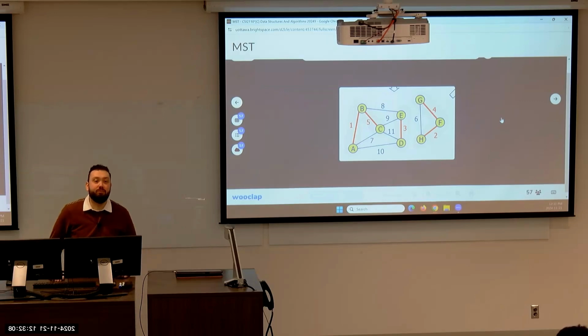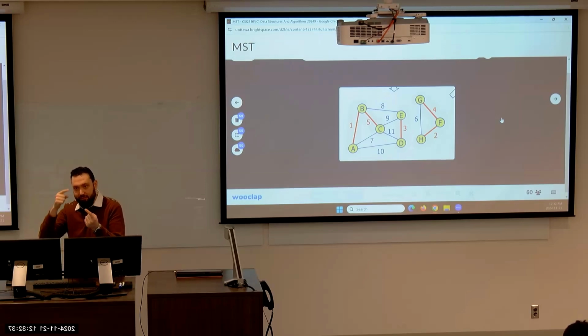Abed, does it matter what order we go, like BC or CB? No, it doesn't matter. If the edge is undirected, it's the same. Here we're focusing on the edges because we want to find the route to visit all the nodes, like from anywhere.